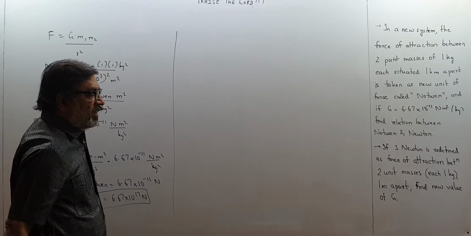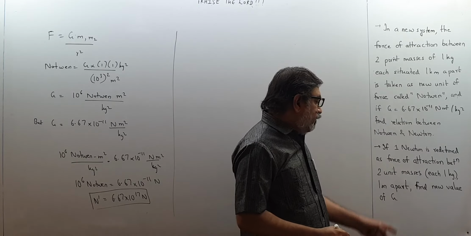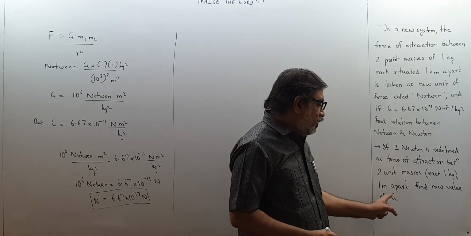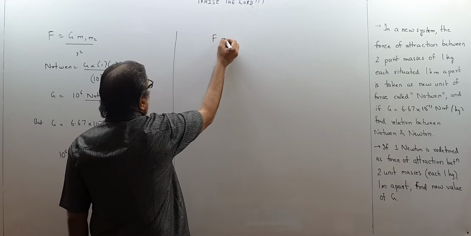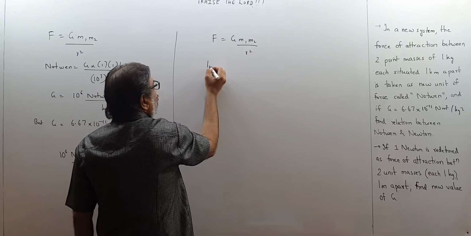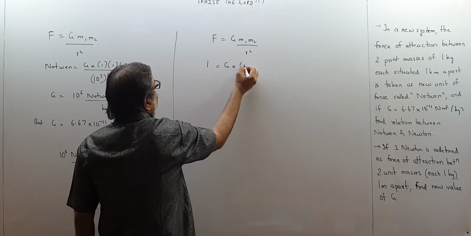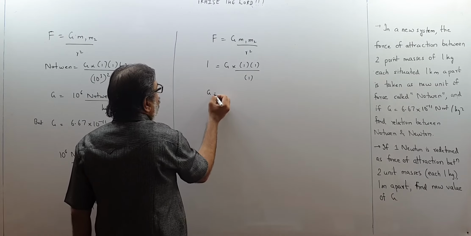Then next one is there. If 1 Newton force is redefined as force of attraction between two unit masses of 1 kg 1 meter apart, find the new value of G. We know that force is G m1 m2 upon r square. Force is 1 Newton, masses are of 1 kg and distance is of 1 meter. So G will become how much?